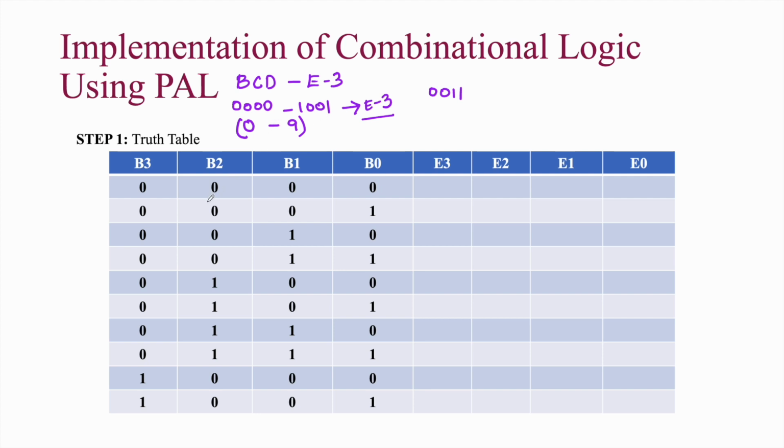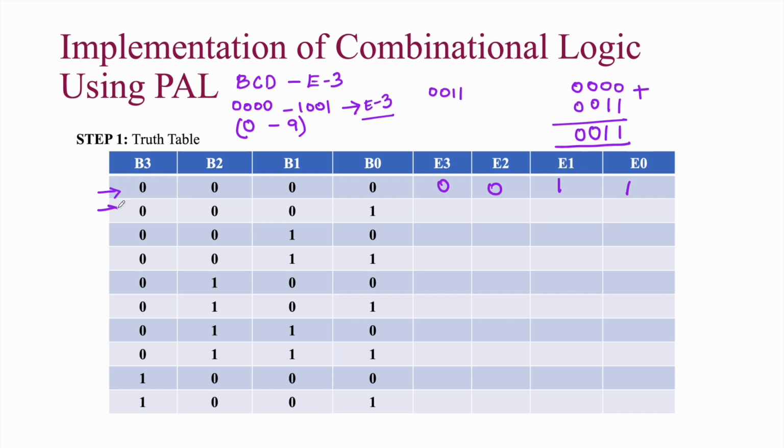Let us follow the steps and convert the BCD code into XS3 code. First, the BCD code is 0000. We have to convert this into XS3. So 0000 plus 0011. 0 plus 1 is 1, 0 plus 1 is 1, 0 plus 0 is 0, again 0 plus 0 is 0. Therefore, 0011 is the equivalent XS3 code.